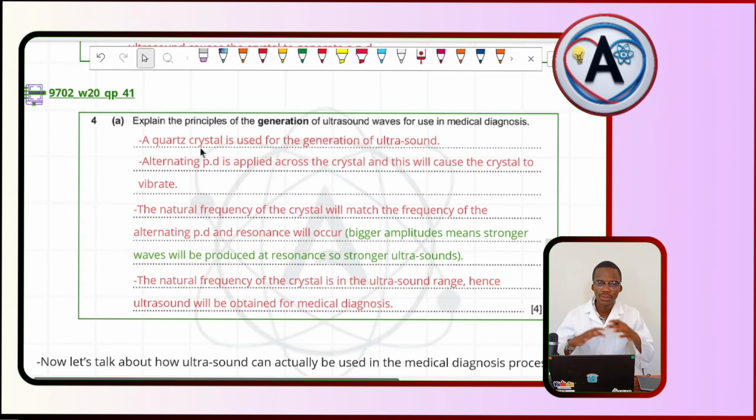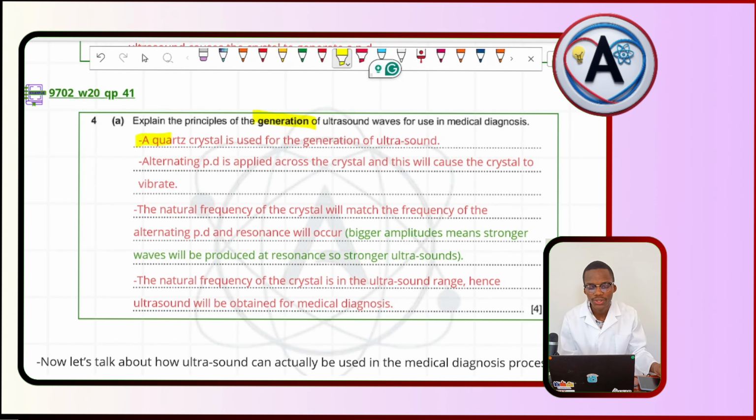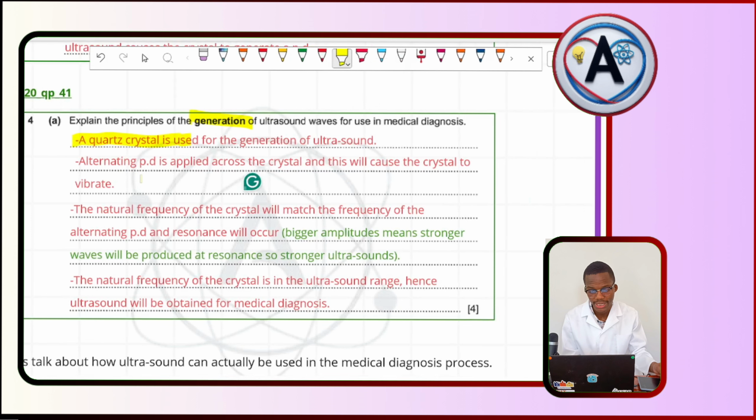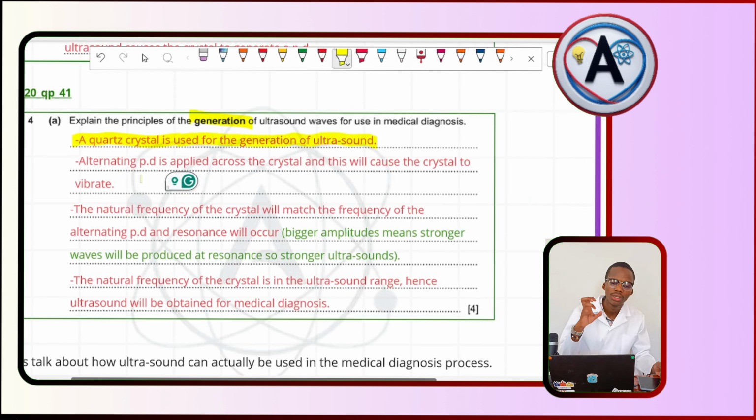Okay. So you've been asked to explain the principles of generation of ultrasound for use in medical diagnosis. What are the principles for generating ultrasound? The first one: a quartz crystal is used for the generation of ultrasound. We've talked about this, guys. We need a crystal that we can use to generate ultrasound. Number one, an alternating PD is applied across the crystal, and this will cause that crystal to vibrate. The crystal vibrates, and that will cause ultrasound to be generated. But how exactly is ultrasound generated? It's a part that we didn't cover, and these two points are going to explain that in depth.